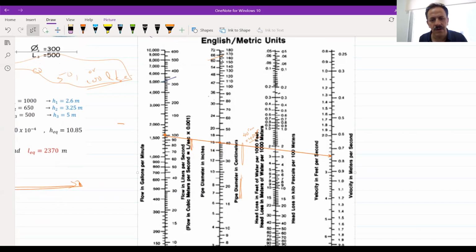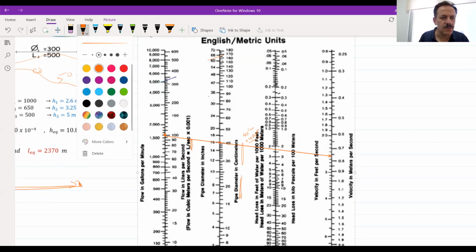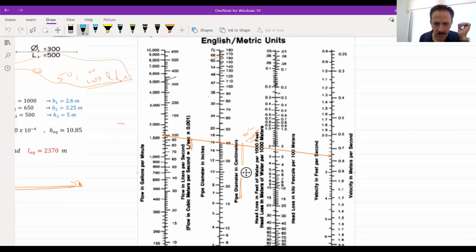Now I get the value of two things. What are those two things? I will get the value of, will be what?